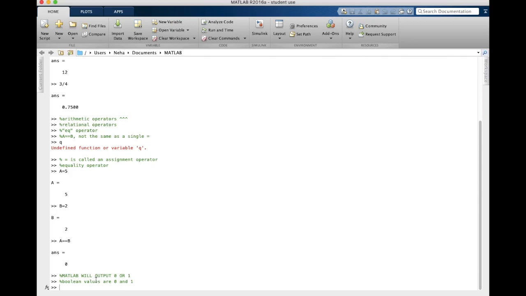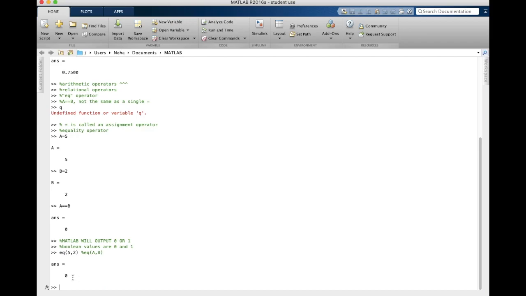You can also use the syntax EQ(5, 2), which is going to be A, B. Your first number is A and your second number is B. These are the two numbers you're comparing, so I guess it doesn't really matter which order you put it in. And it will give you the same answer of 0. So you can do it either this way or you can do it this way.